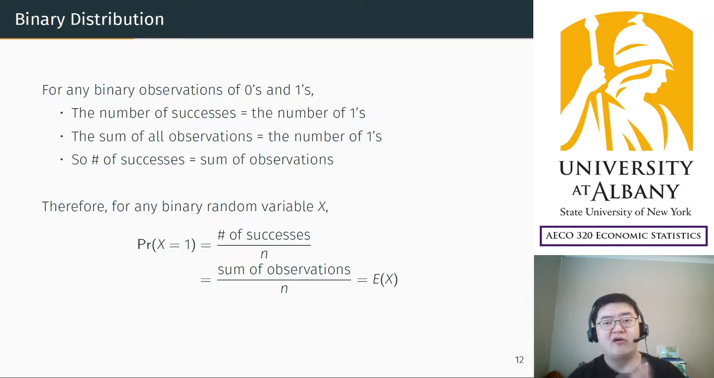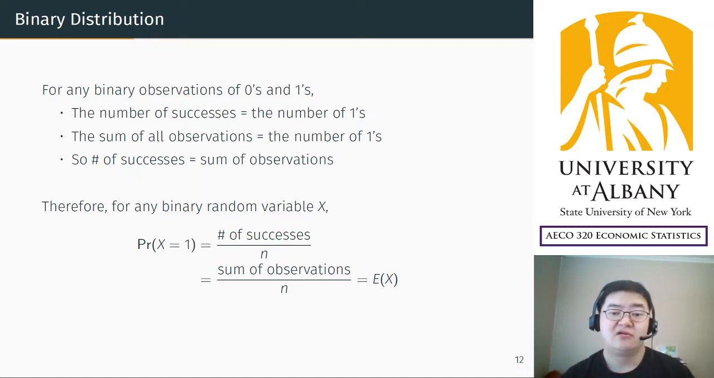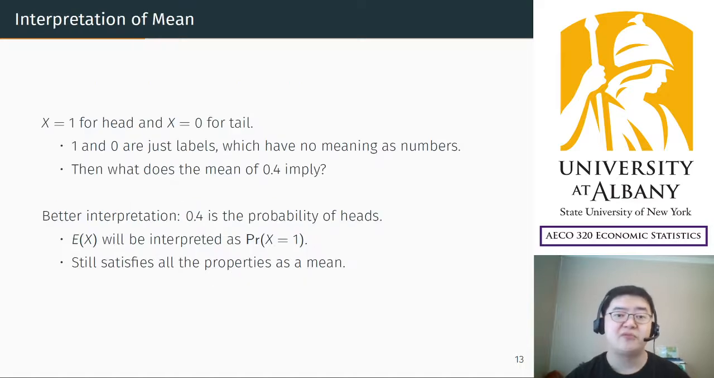Zeros and ones, like so. When you have only zeros and ones, it's very easy to sum them because you are only adding ones, as many as the number of ones. So by definition of the probability and the mean, they must always be the same. That is one interesting and nice property of a binary distribution. And why does it matter?